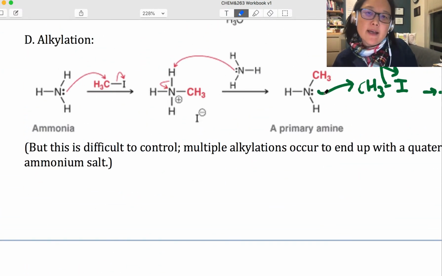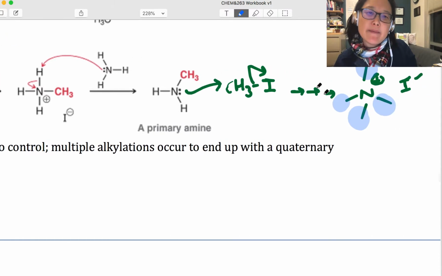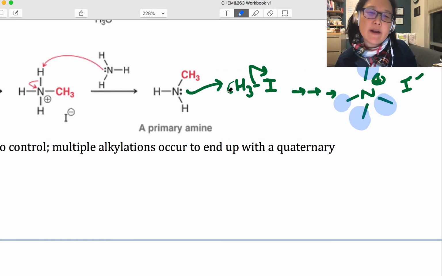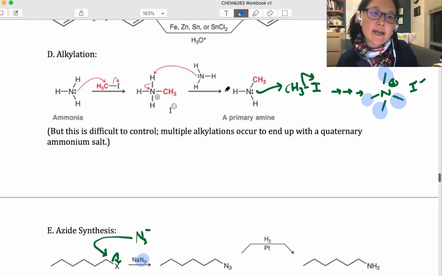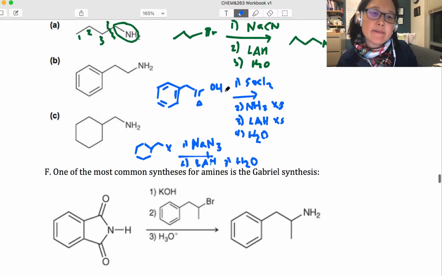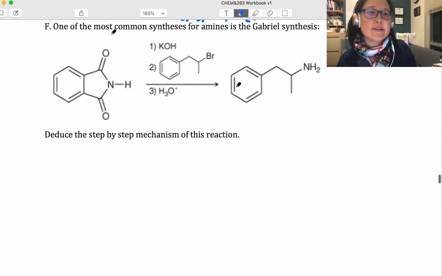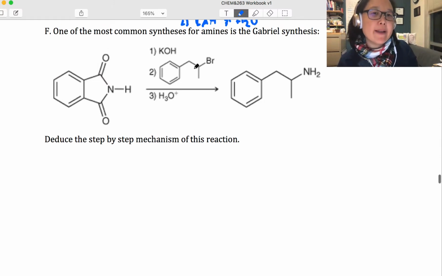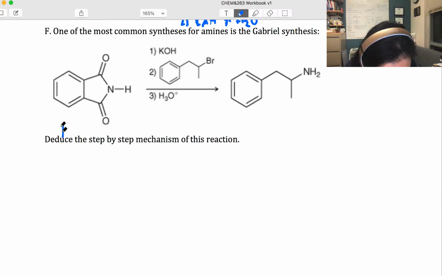So multiple alkylations makes it hard to control so that you get one R group on there. So there is a way to avoid that. And it's what this synthesis is for, the Gabriel synthesis. This one's really great for primary amines specifically. So this one's actually with the secondary one, but this is great for synthesizing primary amines as well. The way that this works is we use this compound called phthalimide.